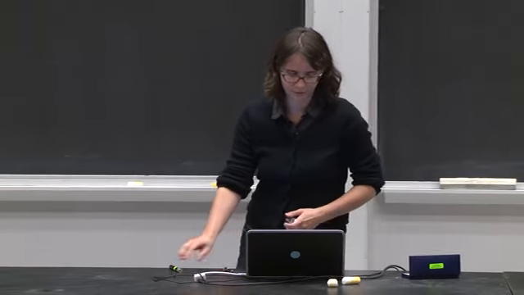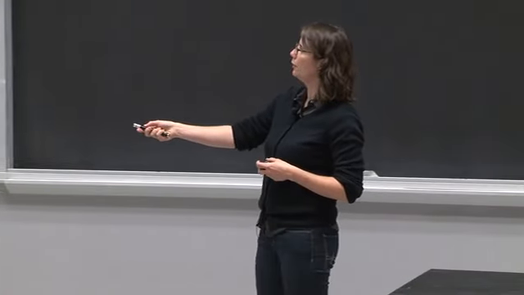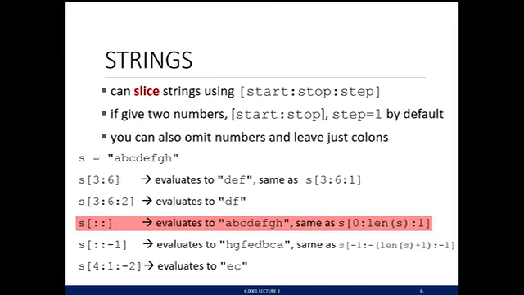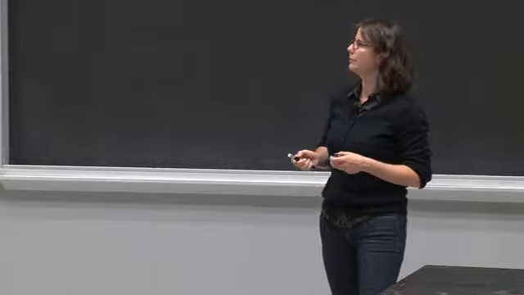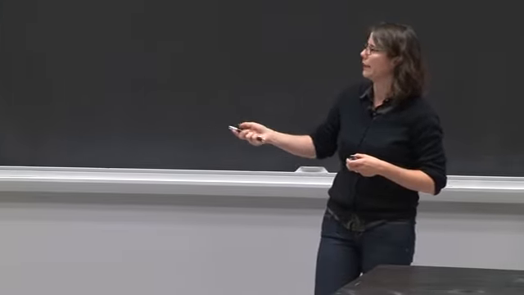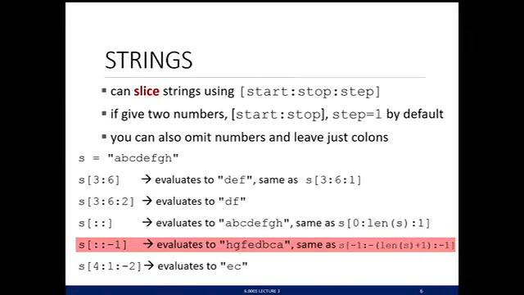If you do s and then nothing inside except colons, notice that you're going to have s and then nothing, colon, nothing, colon, nothing. So nothing for start, nothing for stop, nothing for step. And that's just going to evaluate to the string itself. It's the same as 0 to the length of s going every step. This one might actually be useful: it reverses the string automatically for you. So with this one little line here, you can get the inverse of your string. And that's equivalent to that.